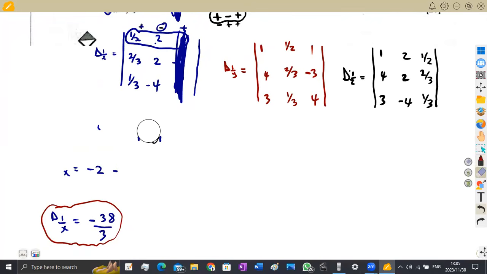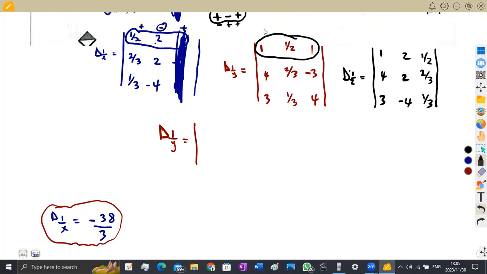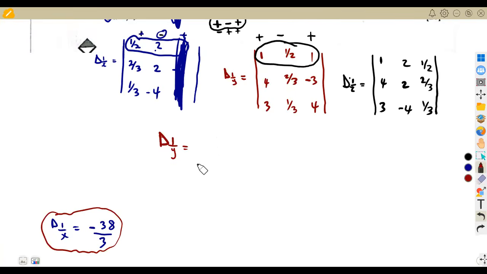Going to also calculate for 1 over y. So the determinant with respect to 1 over y, just like the previous case, we're going to use the same signs, plus, minus, and so on. So I'm just going to use the first row also, plus, minus, plus. So this is going to be plus 1. The first one here is a 1. So it's going to be plus 1 here.